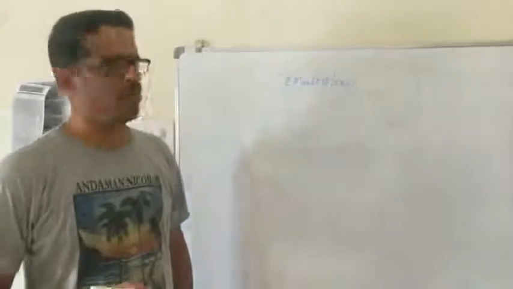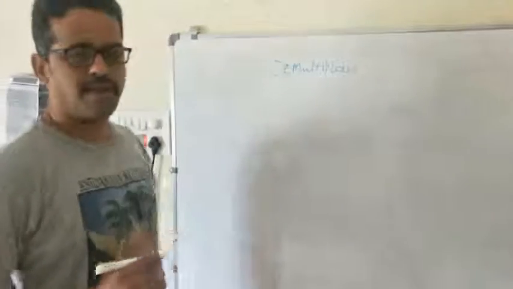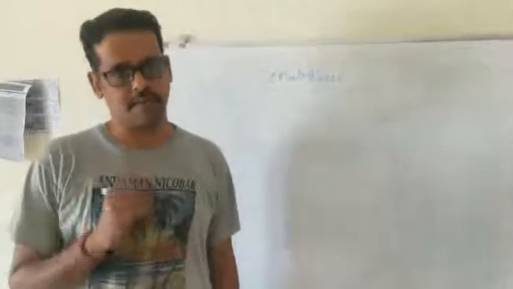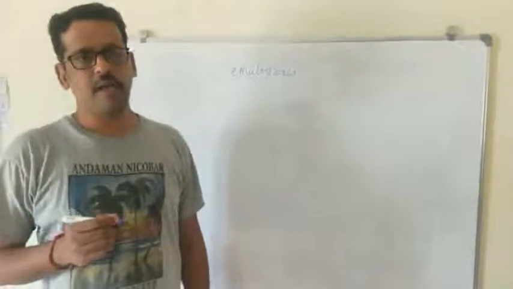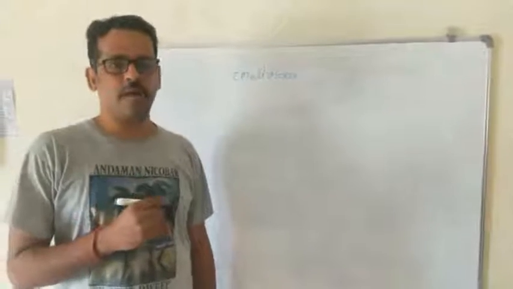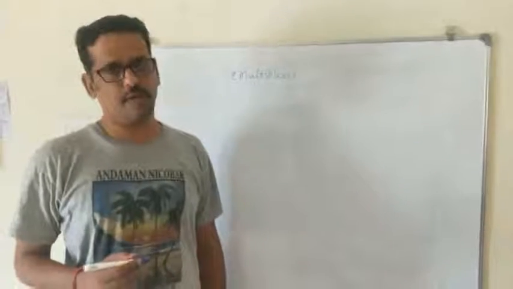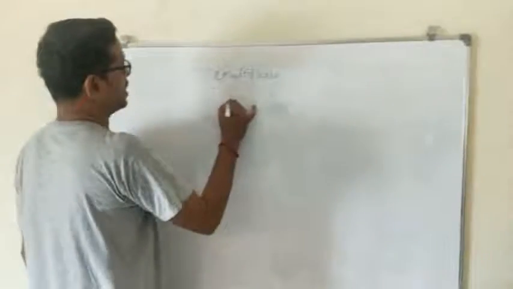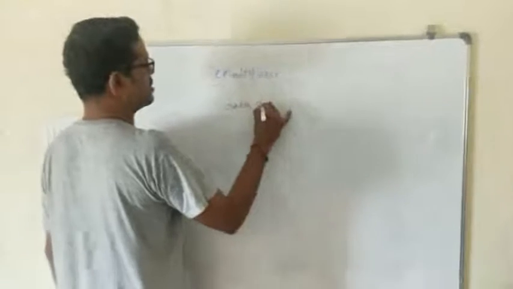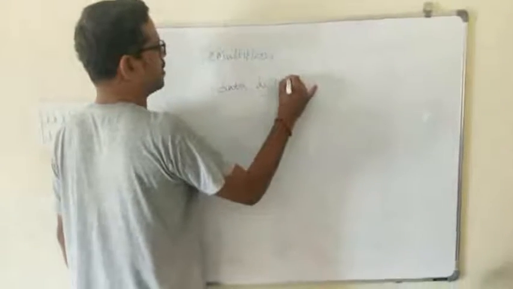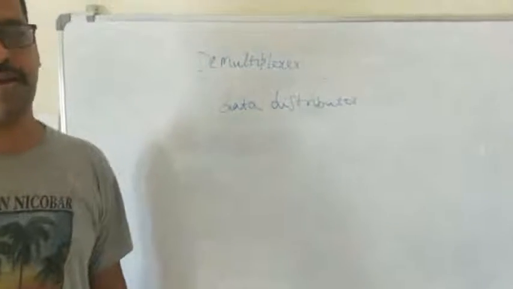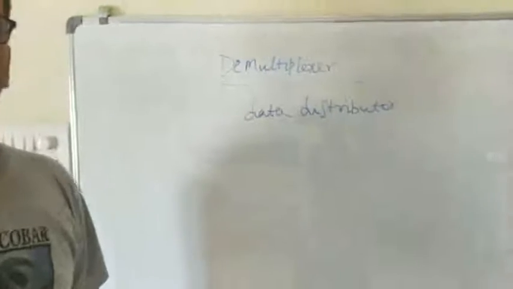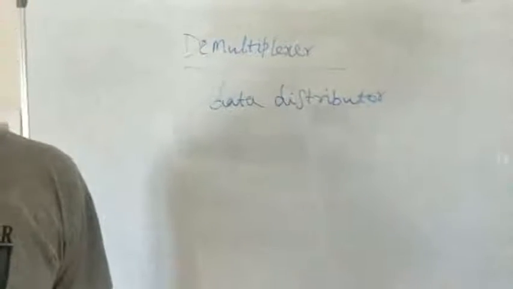Now we are going to discuss about demultiplexer. Demultiplexer does the reverse operation of a multiplexer. What is multiplexer? It takes many inputs and gives one output. Demultiplexer takes one input and gives many outputs. Demultiplexer is otherwise known as data distributor. I think you can remember the other name of multiplexer. Multiplexer's other name is data selector. The other name of a demultiplexer is data distributor.